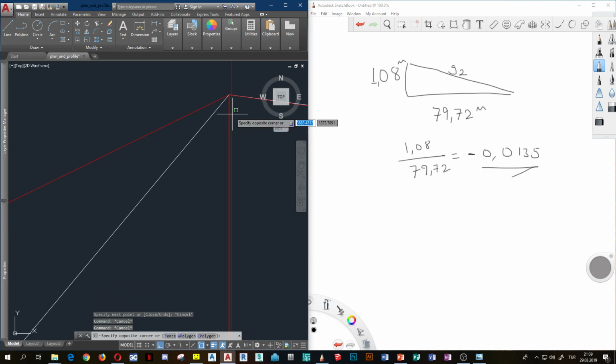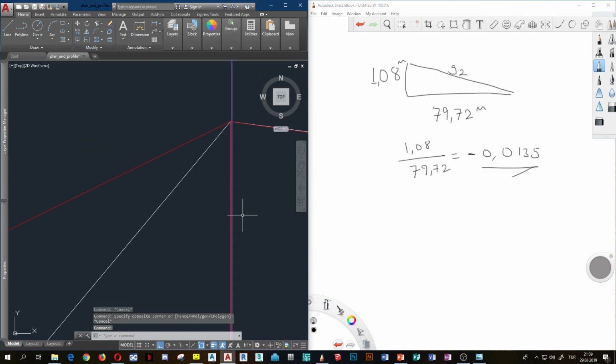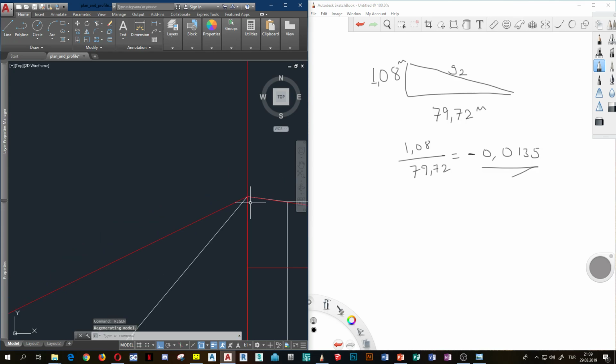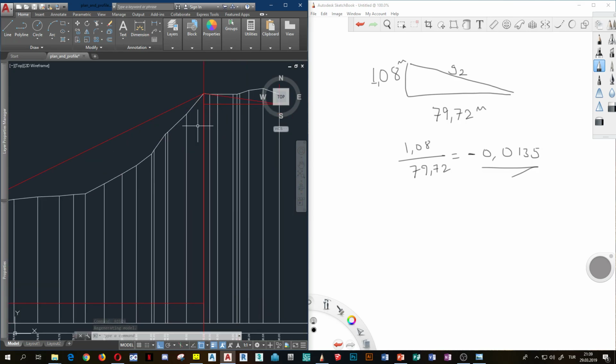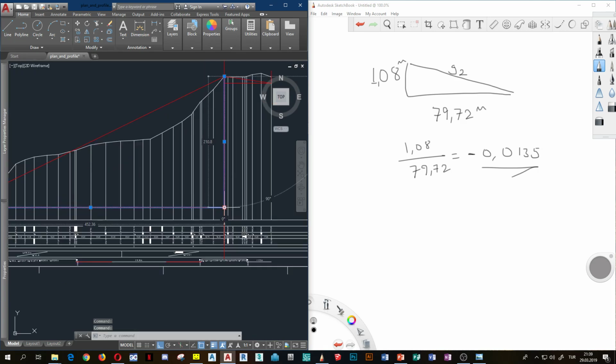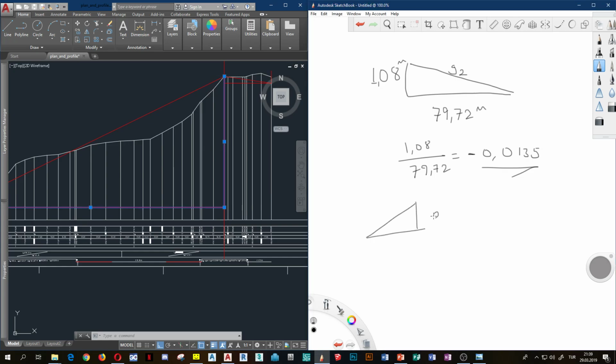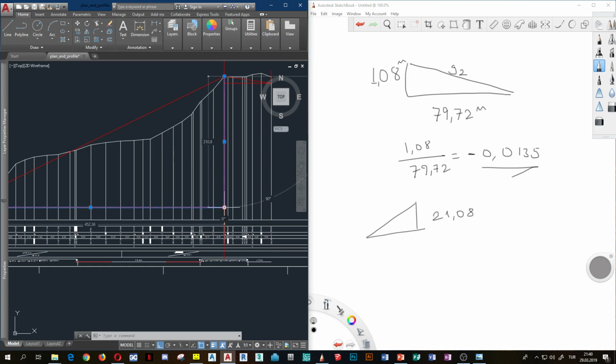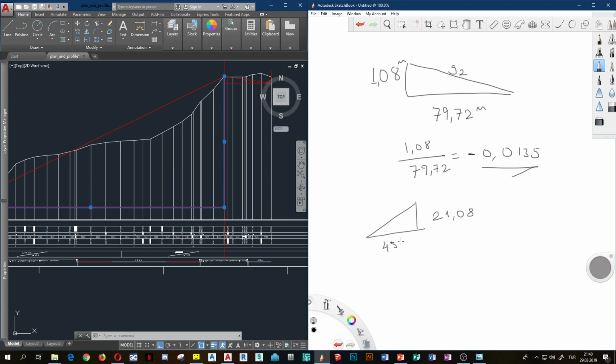There is some little issue. Again, it's not important, too little an issue. And look at that. 21.08 meters and 452.36 meters, of course.